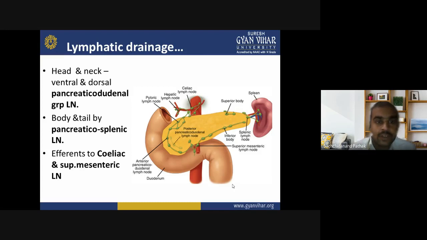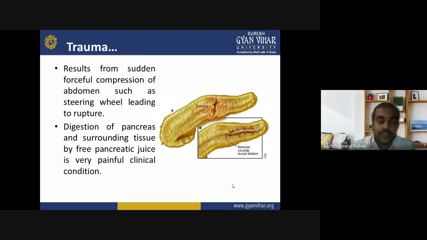The head and neck drain to the ventral and dorsal pancreaticoduodenal group of lymph nodes, the body drains to the pancreatic and splenic nodes, and the efferents go to the coeliac and superior mesenteric nodes. Congenital conditions will be there. Then we know trauma will be there. If the pancreas undergoes trauma and the pancreatic duct is damaged, the duct will release pancreatic juice, which also contains trypsin. These trypsin will be activated, and the pancreatic juice is going to digest the pancreatic cells, killing itself like that. So trauma can damage the pancreas. Strictures causing ductal dilations will also be there.